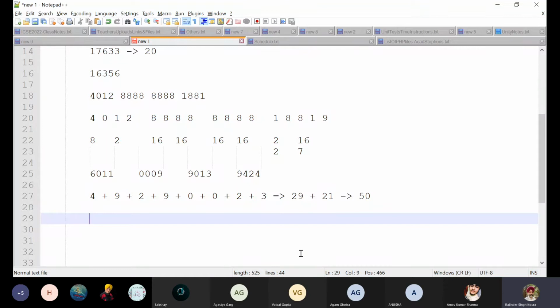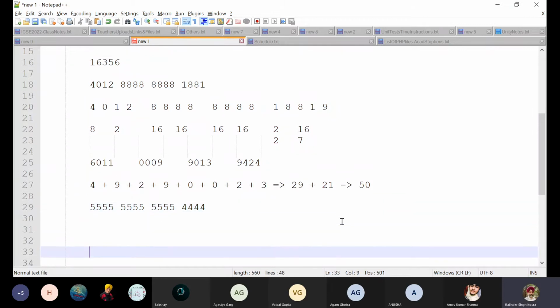Does it make sense, guys? Yes, sir. We have to calculate them separately, or can we do it all at once? You can, that's up to you. You can do it however you want to do it. Let's take up another number. Okay, let's take up this number. This is also a valid credit card number. Please do this.